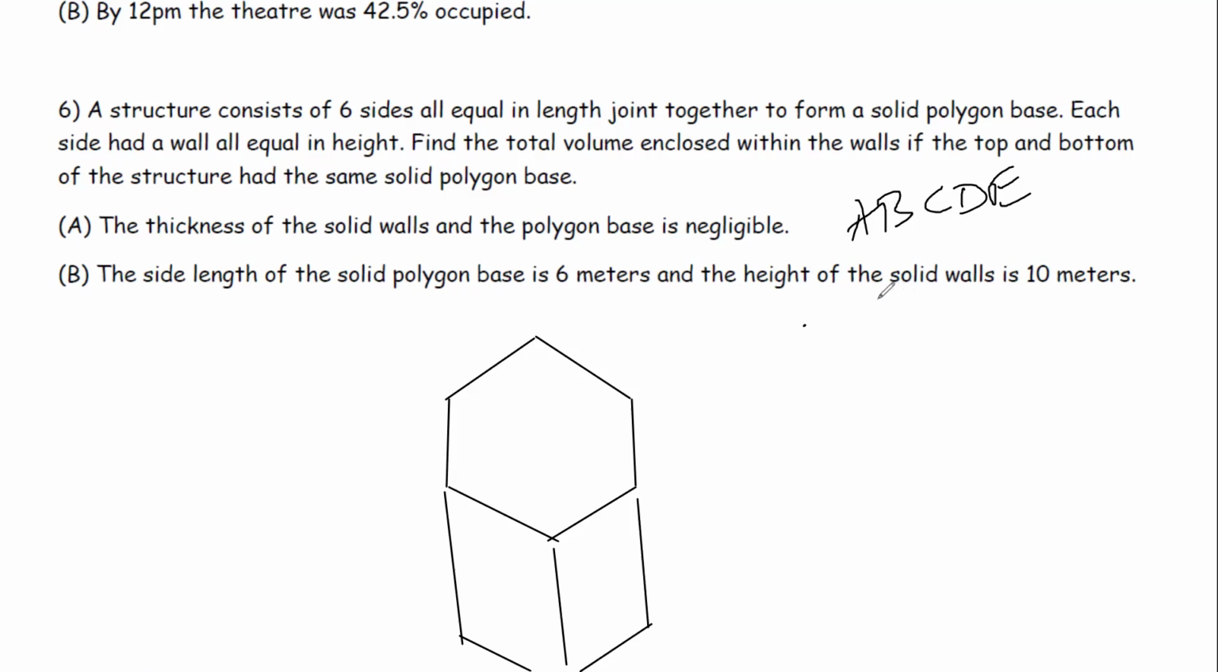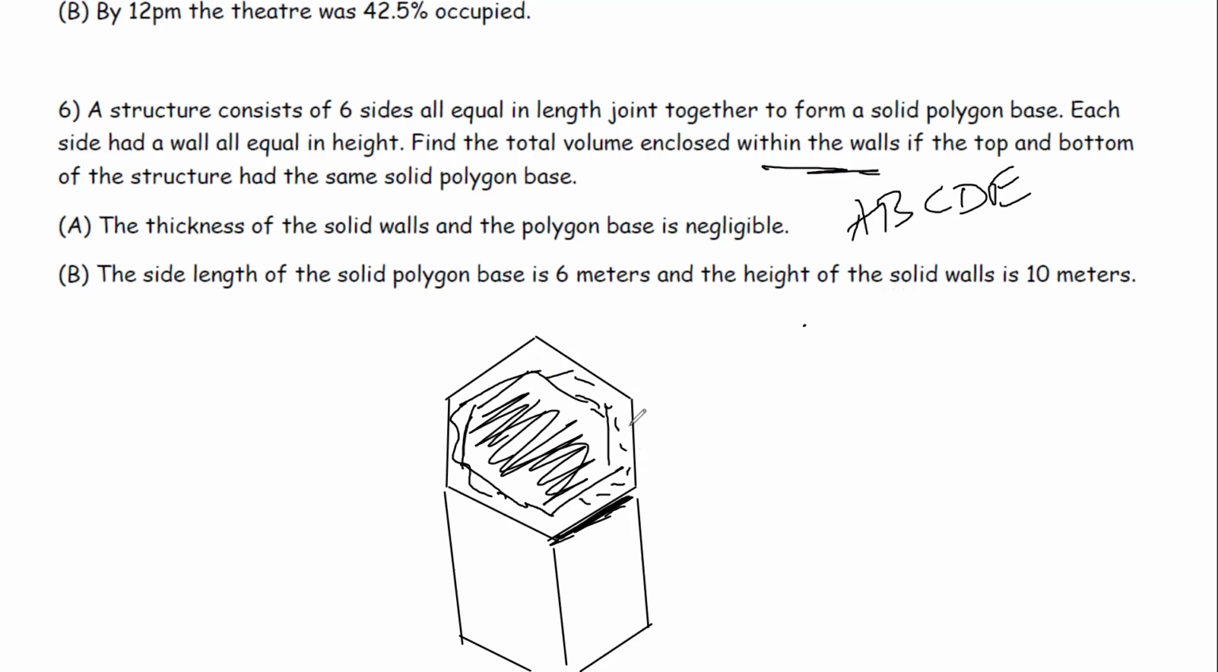Okay. The thickness of the solid walls and the polygon base is negligible. So these walls, they're saying it's negligible, meaning they're not thick, because the thickness would change the volume inside, right? Correct. This portion is all solid. So the volume inside is what they're asking, right? Find the total volume enclosed within the walls. Correct. So the thickness is negligible.